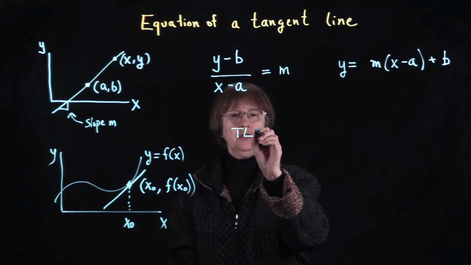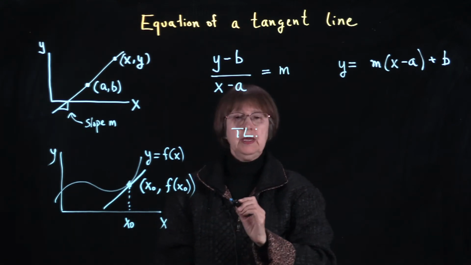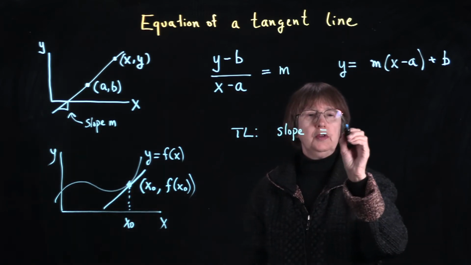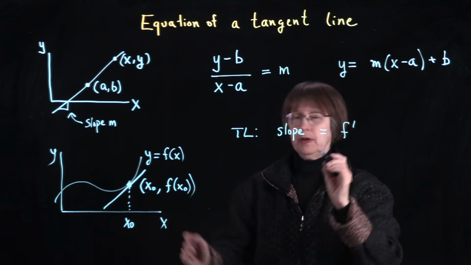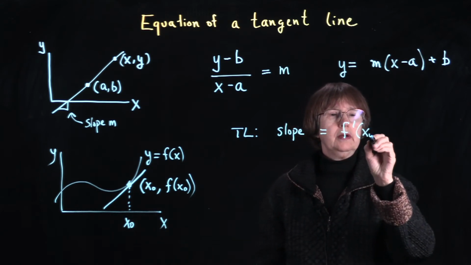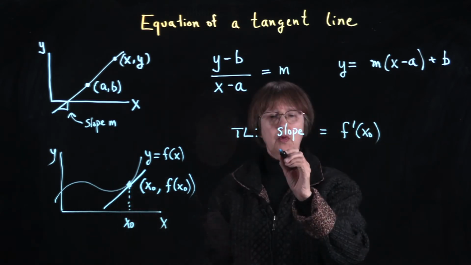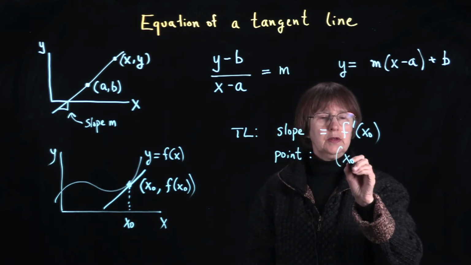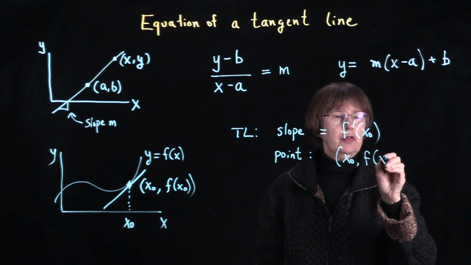So it's tangent to the curve, which means that the slope of that line is going to be equal to the derivative of the function at the corresponding point at which that line is glued. Furthermore, it goes through the point x naught, f of x naught.